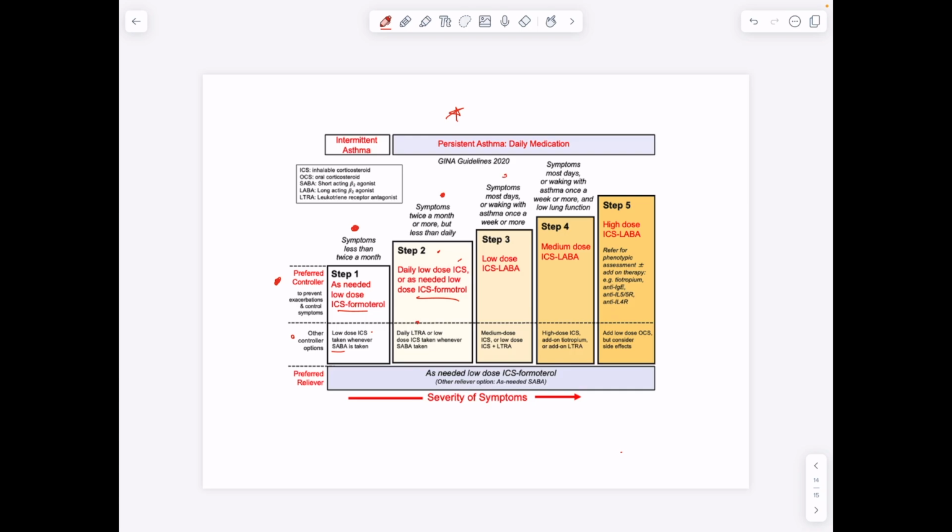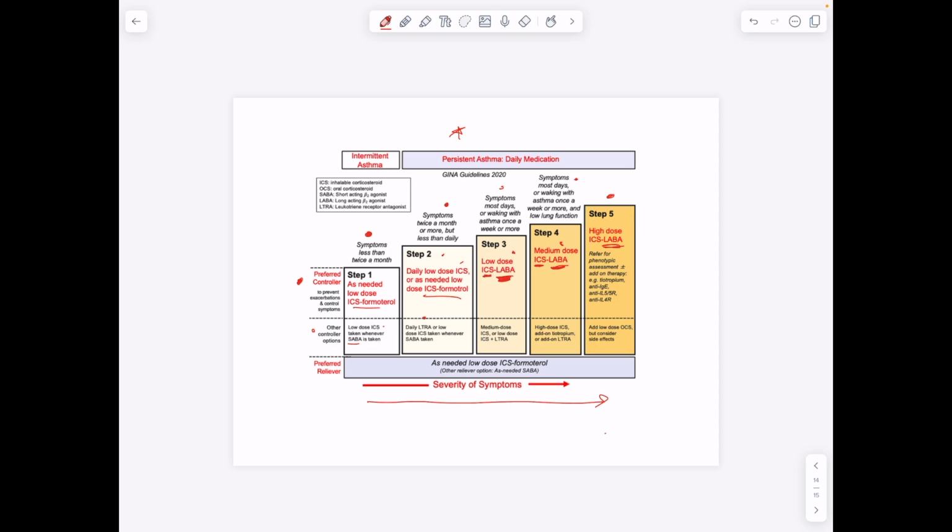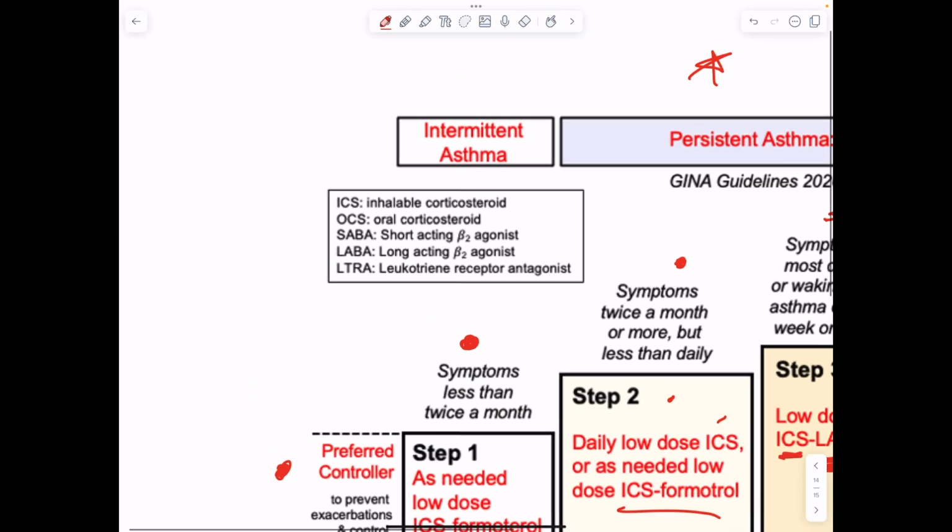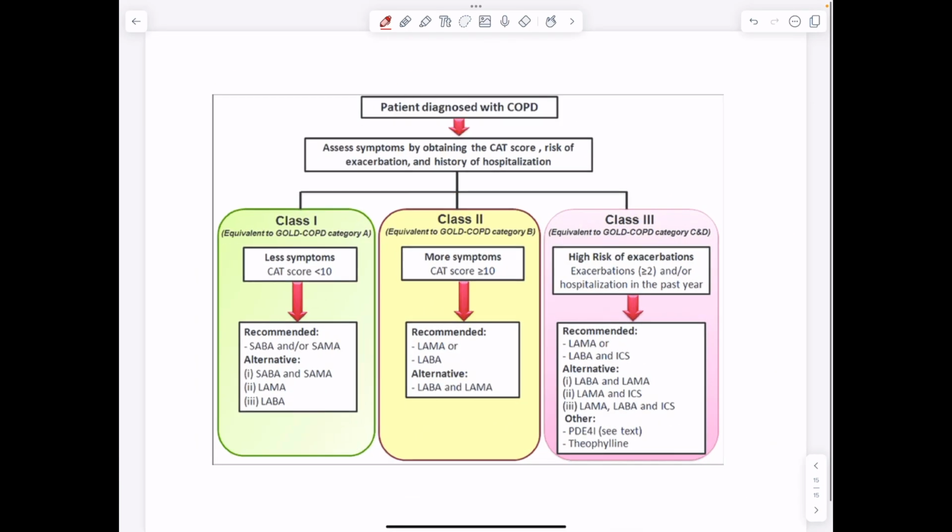Step 3 is symptoms most days or waking with asthma once a week or more. So a low-dose combination of inhaled corticosteroid with a long-acting beta agonist. And then the next step is symptoms most days or waking with asthma once a week or more, plus low lung function: a medium dose of inhaled corticosteroid with a long-acting beta agonist. And then the final step is high-dose inhaled corticosteroid and long-acting beta agonist. All right, so increase in severity of symptoms as you go from step 1 up. Important to know, leukotriene receptor antagonists. Remember, leukotrienes are pro-inflammatory mediators. Those are abbreviated as LTRA.